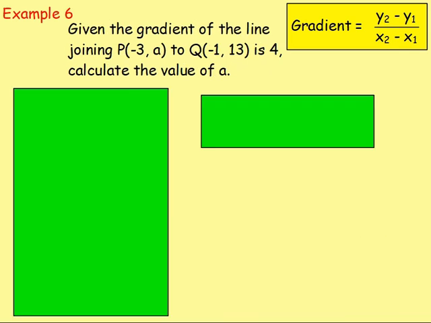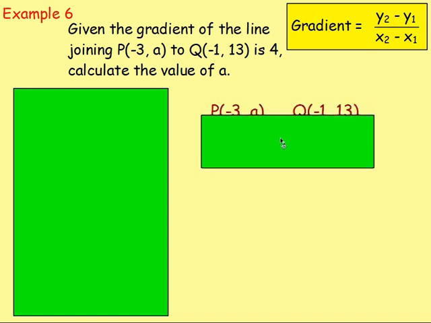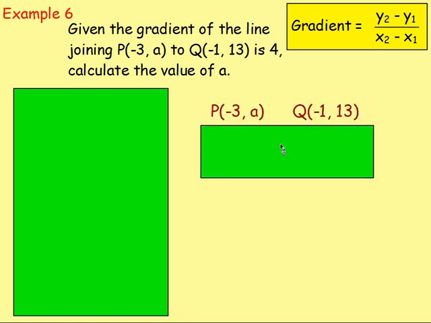Example 6, given the gradient of the line joining point P(-3, a) to Q(-1, 13) is 4, calculate the value of a. Once again, whenever you get one of these questions that's to do with the gradient of the line, write down those 2 points. So we have point P(-3, a), and we have point Q(-1, 13).